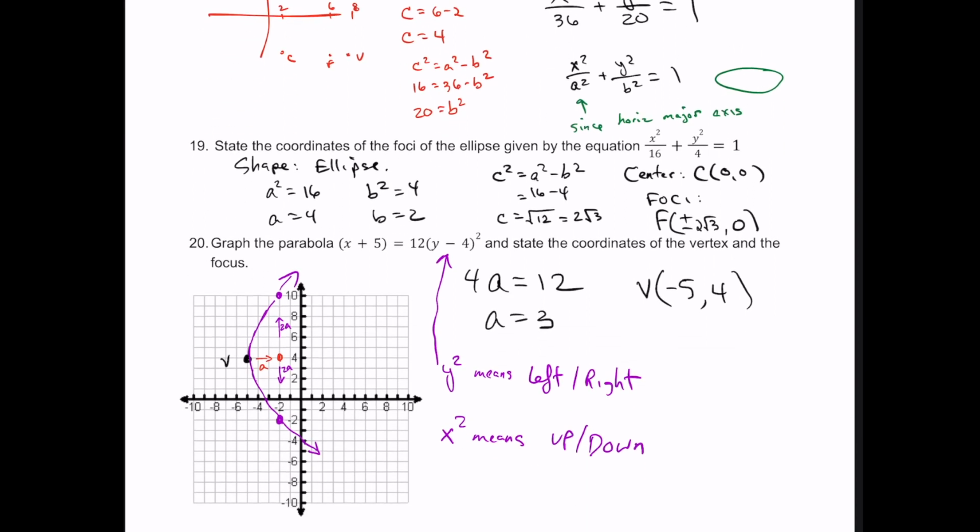Number 19, state the coordinates of the foci. So we will need C on this one, right? We've got A squared. A squared is always the bigger one here, and B squared is the smaller one. So A squared and B squared allow me to get A and B. I then use my formula to solve for C. And then since there's no h and k here, the center is just at 0, 0. And once again, this is a horizontal equation. The reason I know that is because the big number is under the x squared.